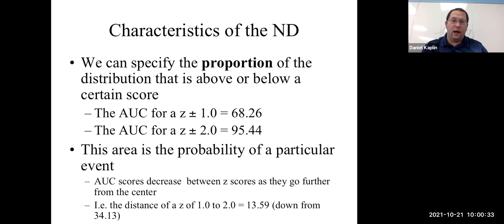So I already did this on the board, right? But you saw the area under the curve for plus or minus 1 z-score or 1 standard deviation is 68.26, 95.442. Now, I also said this. It's interesting that the distance between 0 to 1 was 34.13%. The distance between 1 to 2 is only 13.59%, right? So as you go further, the percent of cases get smaller and smaller.